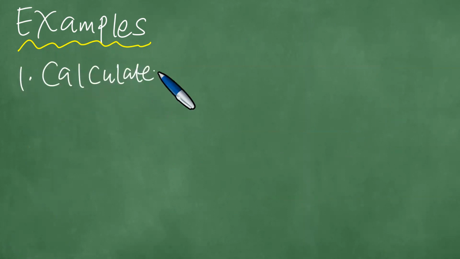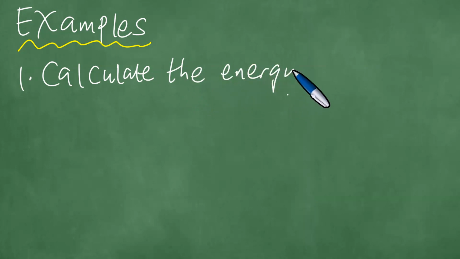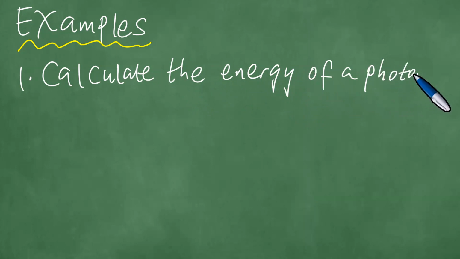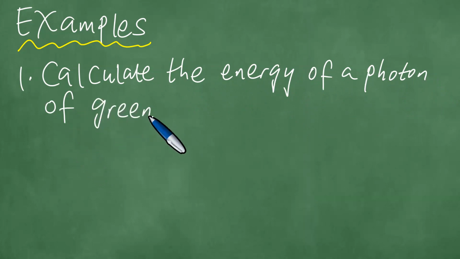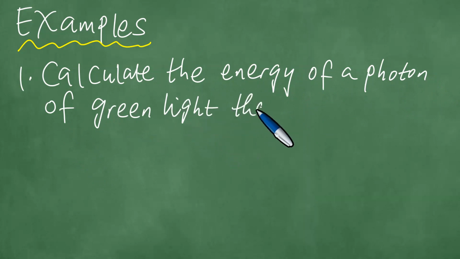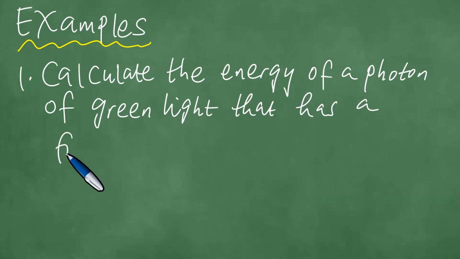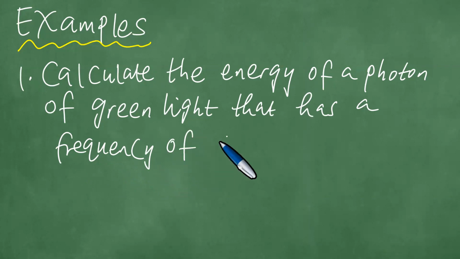Calculate the energy of a photon of green light that has a frequency of 6 times 10 to the 14th power hertz.